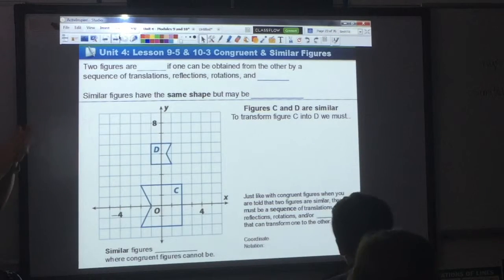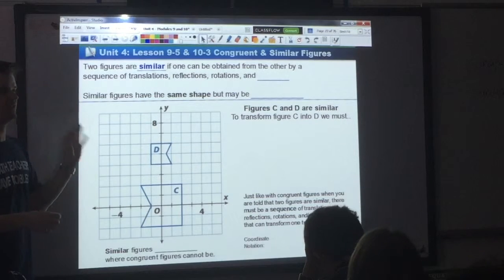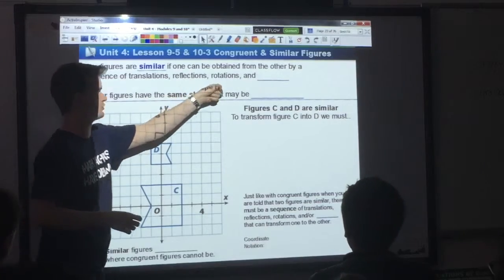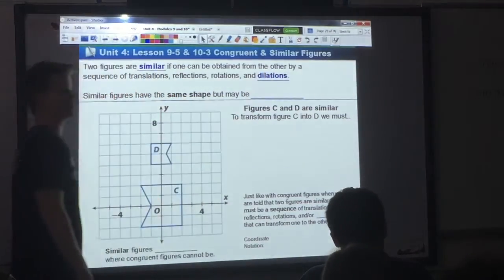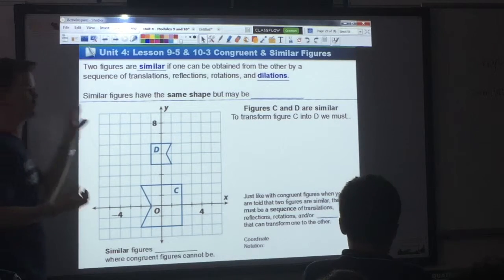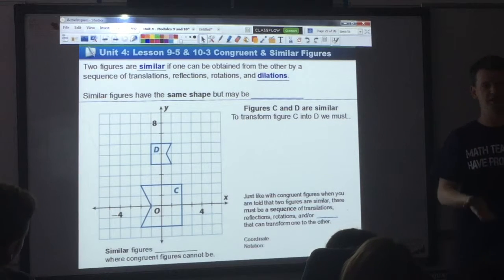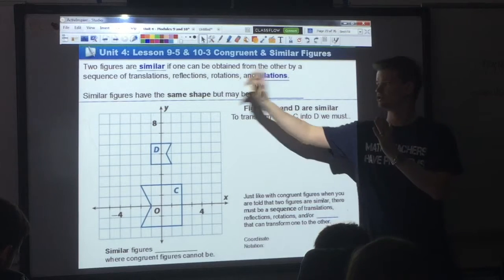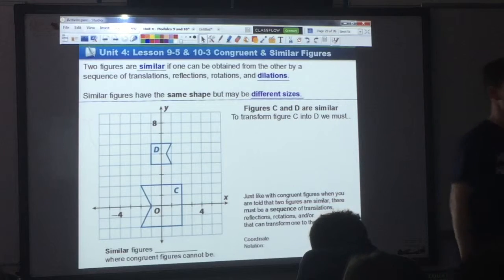So, we've dealt with congruency. Let's talk about similarity. Two figures are similar if they can be obtained from the other by a sequence of translations, reflections, rotations, and we bring back our old friend, dilations. When you're dealing with similar figures, you can dilate them. Similar figures will still have the same shape. Notice that it doesn't matter if we're translating, reflecting, rotating, or dilating. We will always have the same shape. But similar figures may be different sizes.